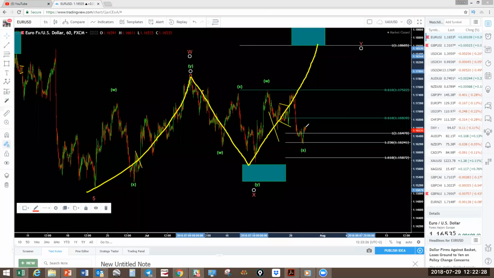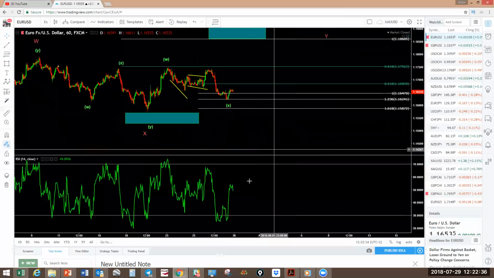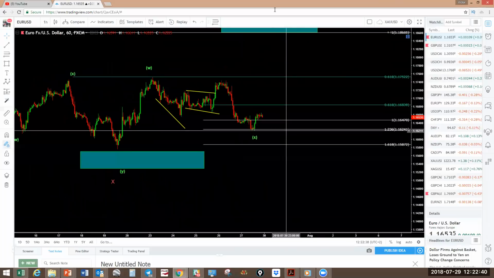Okay, so there's a very nice entry here that you can take and take it all the way up to the blue box. Okay, so let's keep an eye and see how that one plays out. You had a bit of a bounce from the blue box, but it doesn't mean anything as yet until this breaks to the upside.